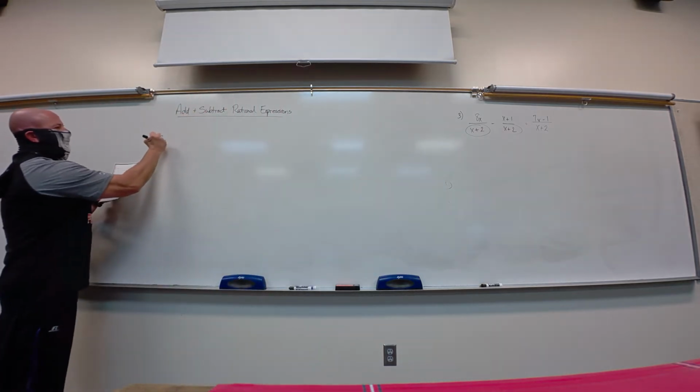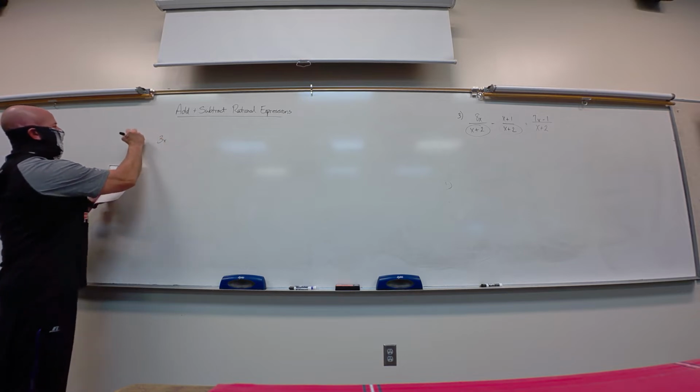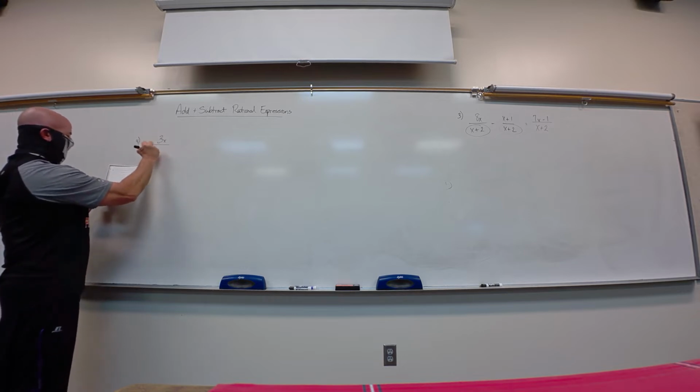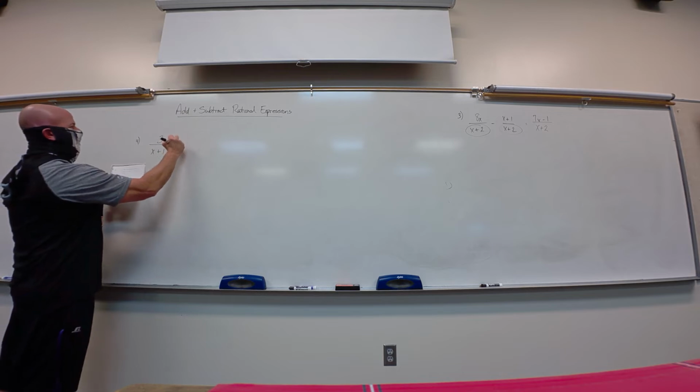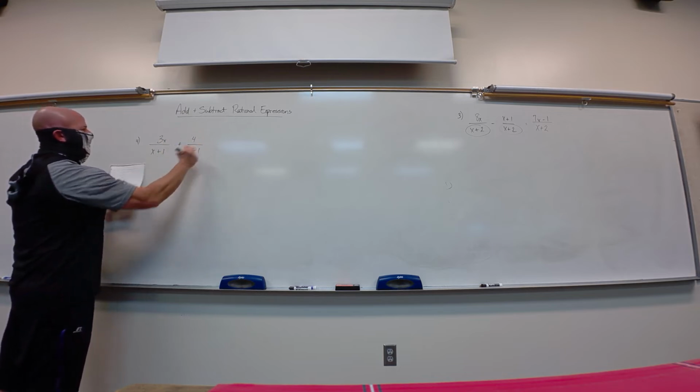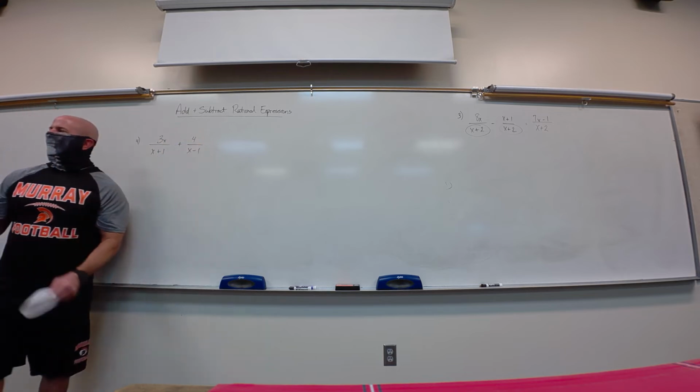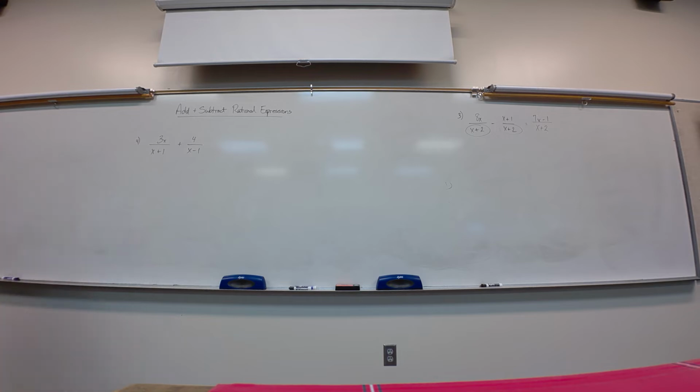Let's do number 4. 3x over x plus 1 plus 4 over x minus 1. Now, in a variable format, it's a little different getting a common denominator. In numbers, a lot of times you're just trying to think, all right, what do those two numbers go into? Smallest value they go into.